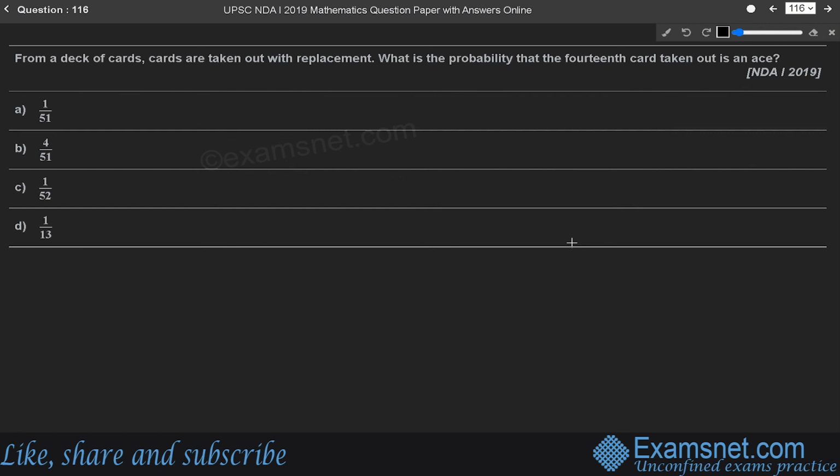Next question is from a deck of cards. Cards are taken out with replacement. What is the probability that the 14th card taken out is an S? It is a question from probability.